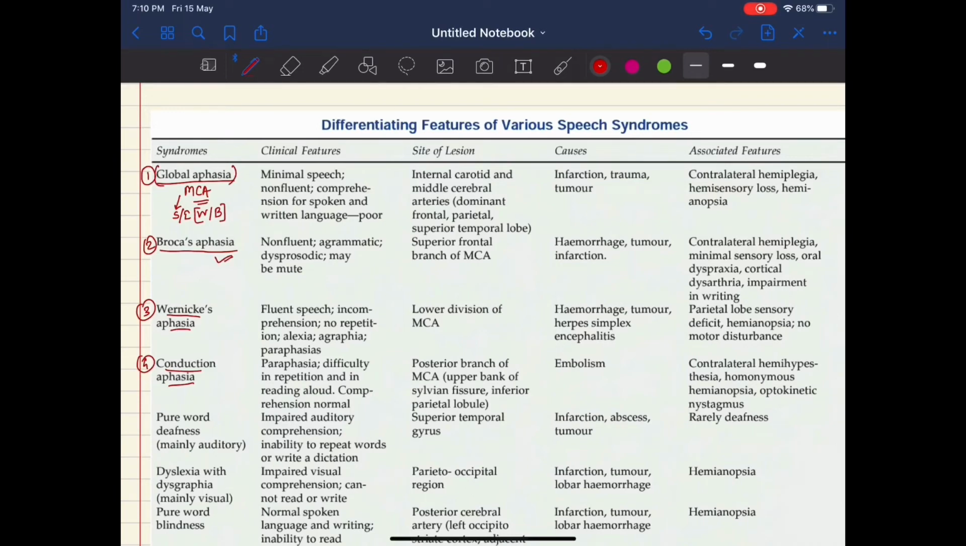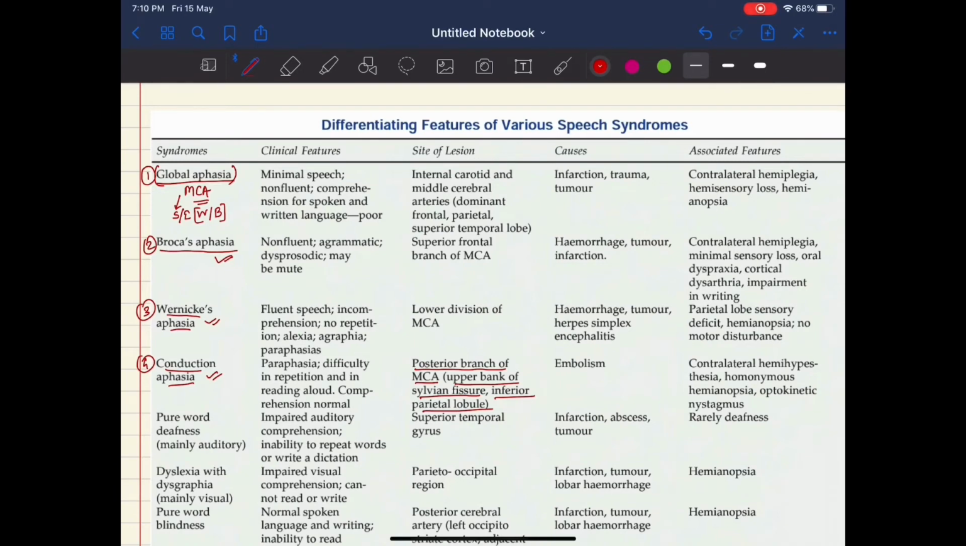Broca's we have already seen. Wernicke's we have already discussed. Conduction aphasia is nothing but involvement of the arcuate fasciculus fibers. The site of lesion is the posterior branch of middle cerebral artery, upper branch of Sylvian fissure, and the inferior parietal lobe can also be involved. So this conduction aphasia is very much important.